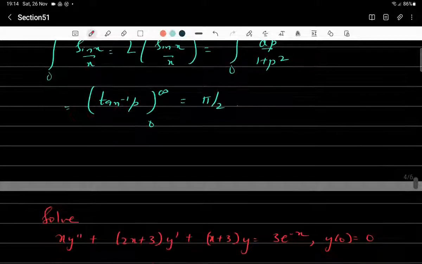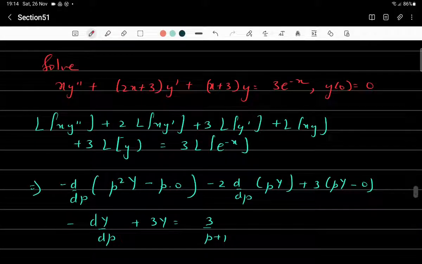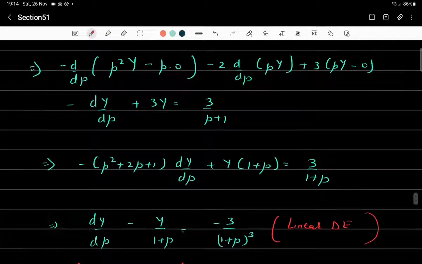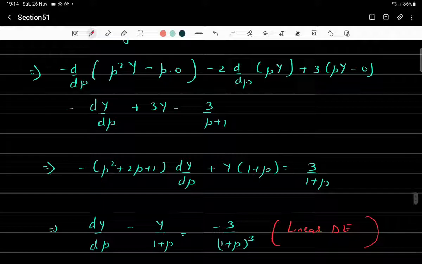Let's solve the last question, which says: solve the following differential equation using Laplace transform. So again the idea is to apply Laplace transform on both the sides. Apply it, do all the simplification. It's not difficult. If you do all the simplification, then you will reach here, which is a first order linear differential equation: dy by dp minus y by 1 plus p is equal to minus 3 by 1 plus p cube.